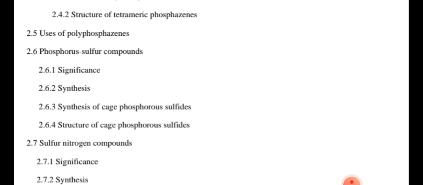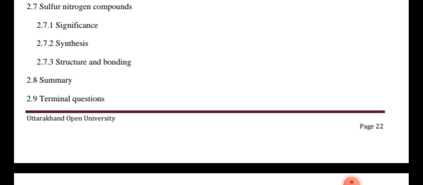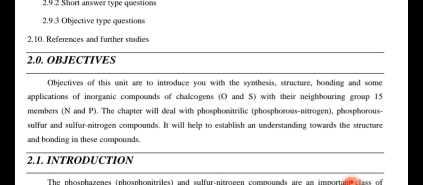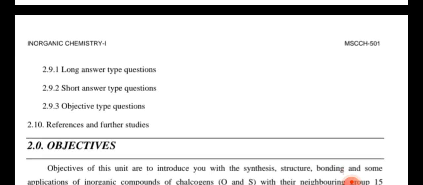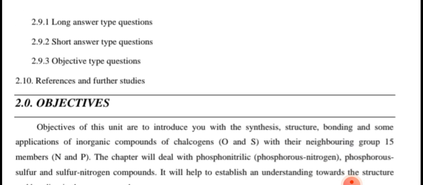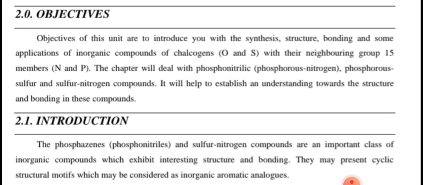Synthesis of cage phosphorus sulfides. Structure of cage phosphorus sulfides. Sulfur-nitrogen compounds: Significance, Synthesis, Structure and bonding. Summary. Terminal questions. 2.9.1 Long answer type questions. 2.9.2 Short answer type questions. 2.9.3 Objective type questions. 2.10 References and further studies.